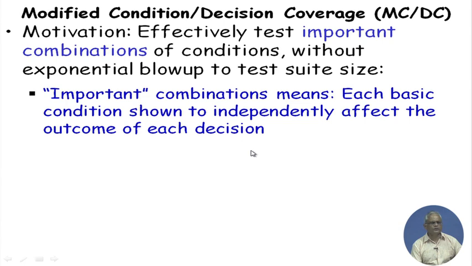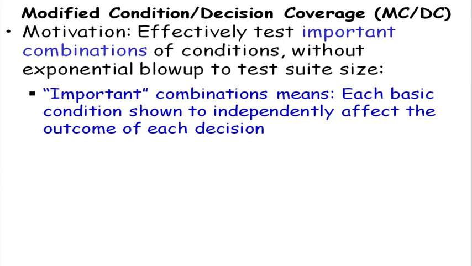Now, with this motivation that there are many programs where the number of atomic conditions in the conditional expressions is large, of the order of 20, 30, etc. We can't use multiple condition coverage, but can we achieve as much fault detection capability as the multiple condition coverage with a reduced number of test cases, possibly linear in the number of atomic conditions? So, that is modified condition decision coverage.